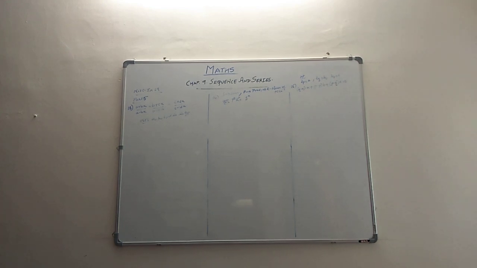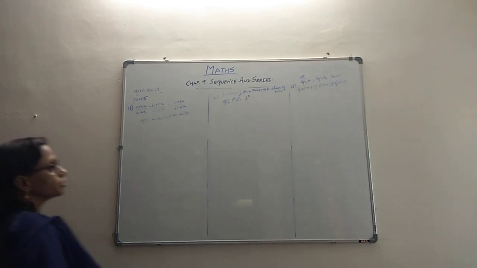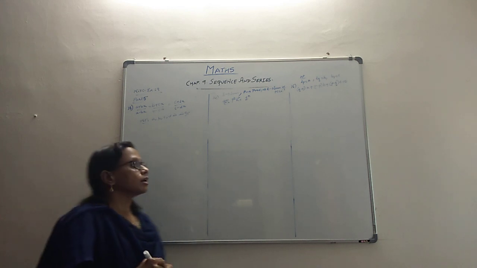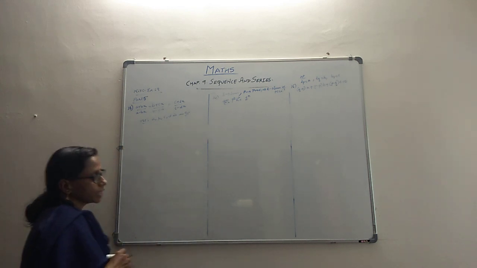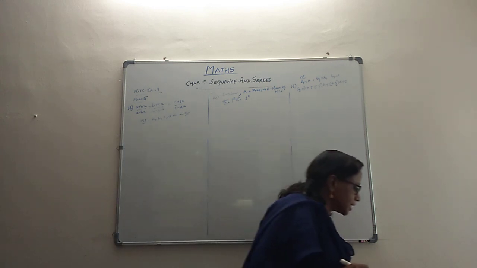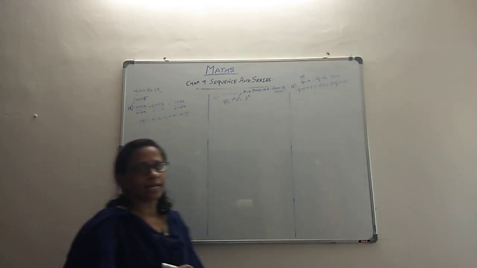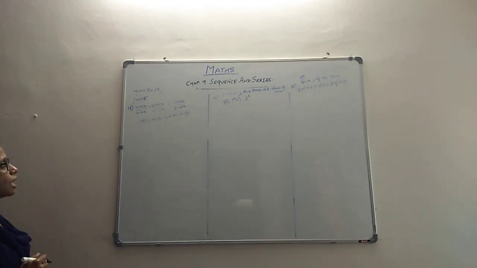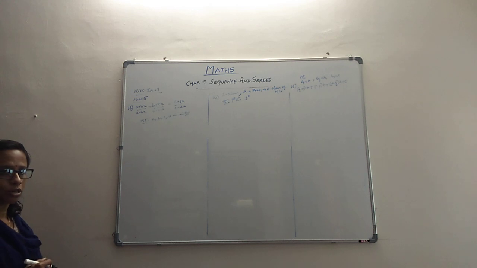Hello folks, let's take the part 5 video of this miscellaneous exercise. We are coming to question number 13 where they give us this data, and from this data they are asking us to show that A, B, C and D are in a GP. So let's see now how we can find out whether it is in a GP or not.